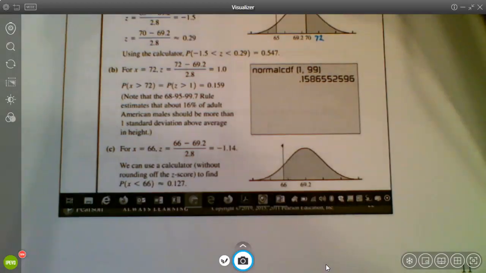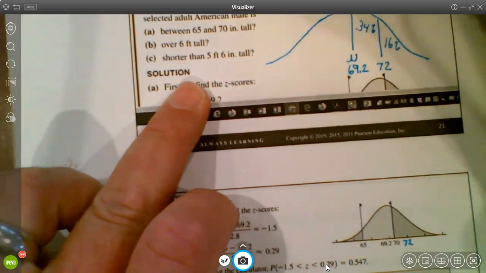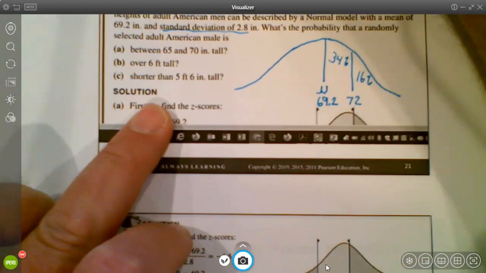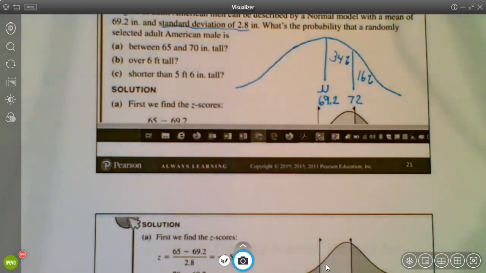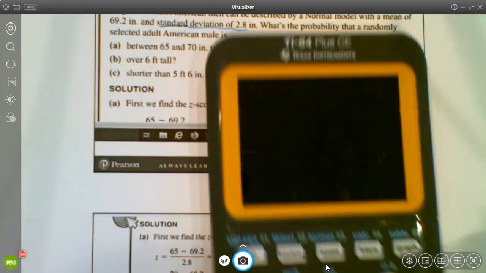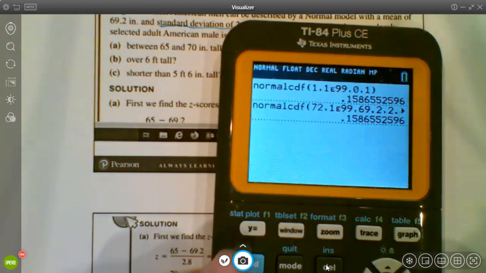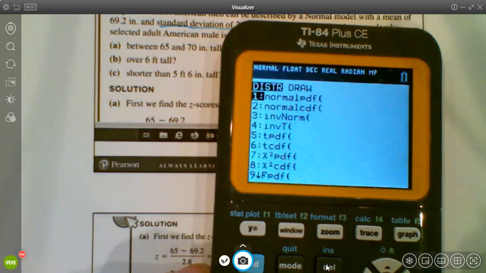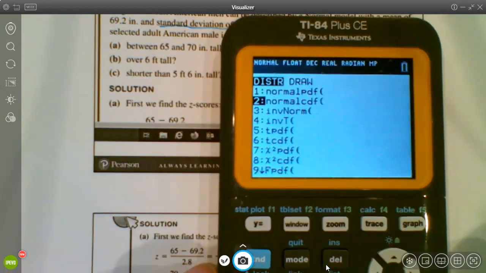So I don't really see the need for the extra step for the use of the z-score. Honestly, I would have just gone straight into either my calculator or Desmos to do this. So if you want to try it, I'll do this one more time here. If we said less than 66 inches in the calculator, I go into distribution, normal CDF.